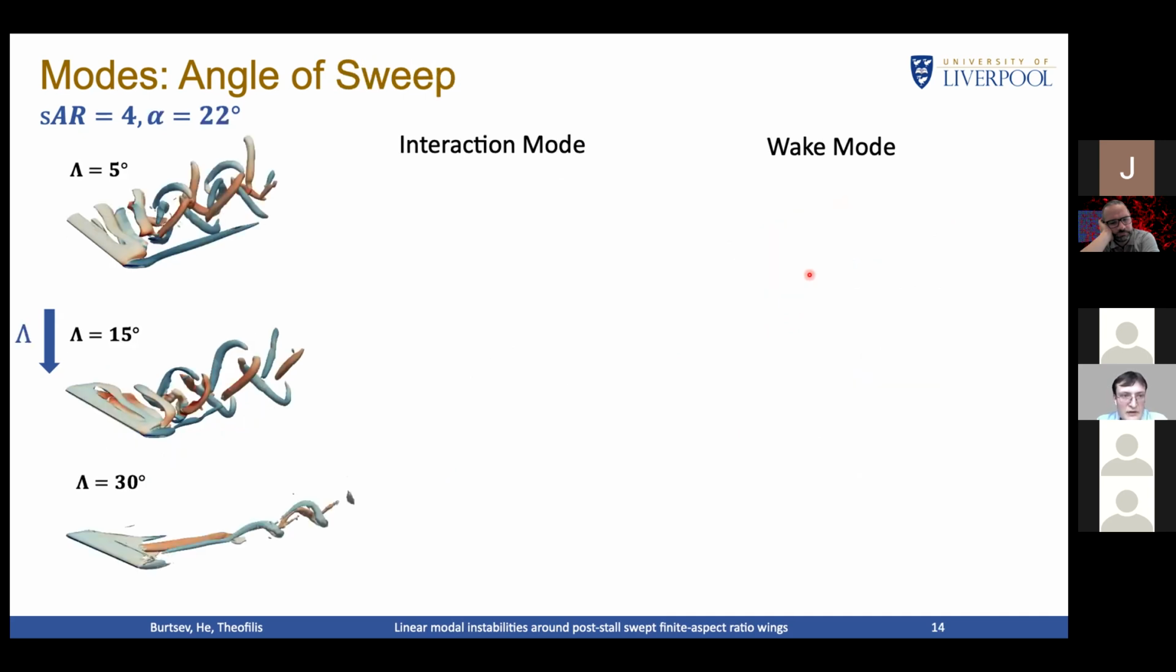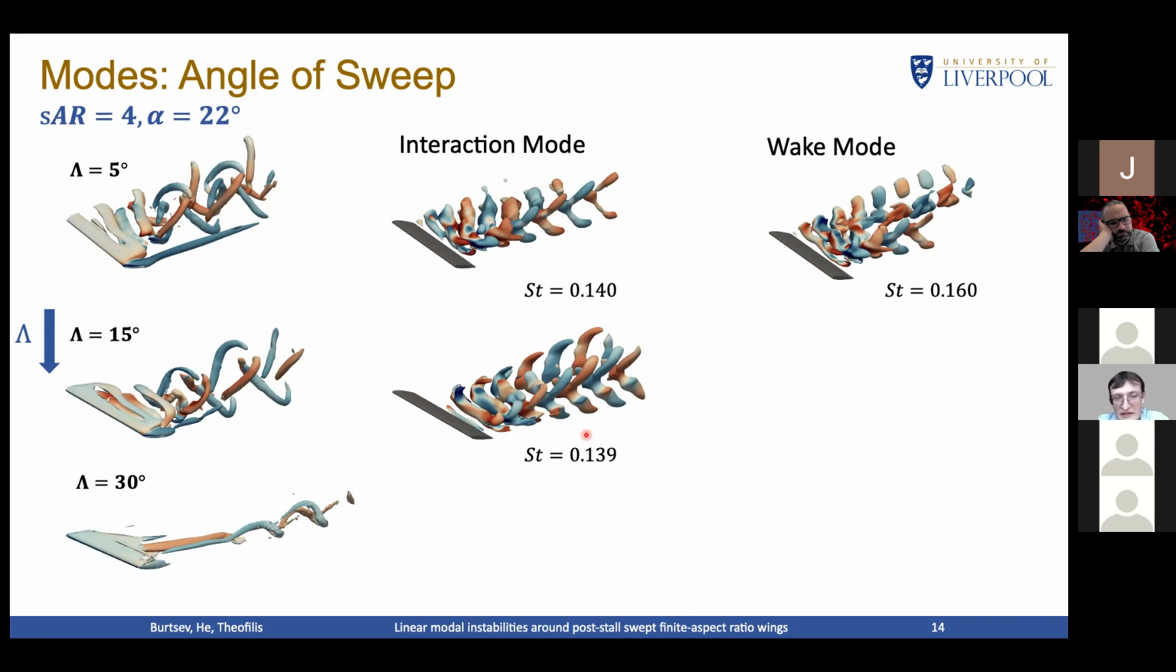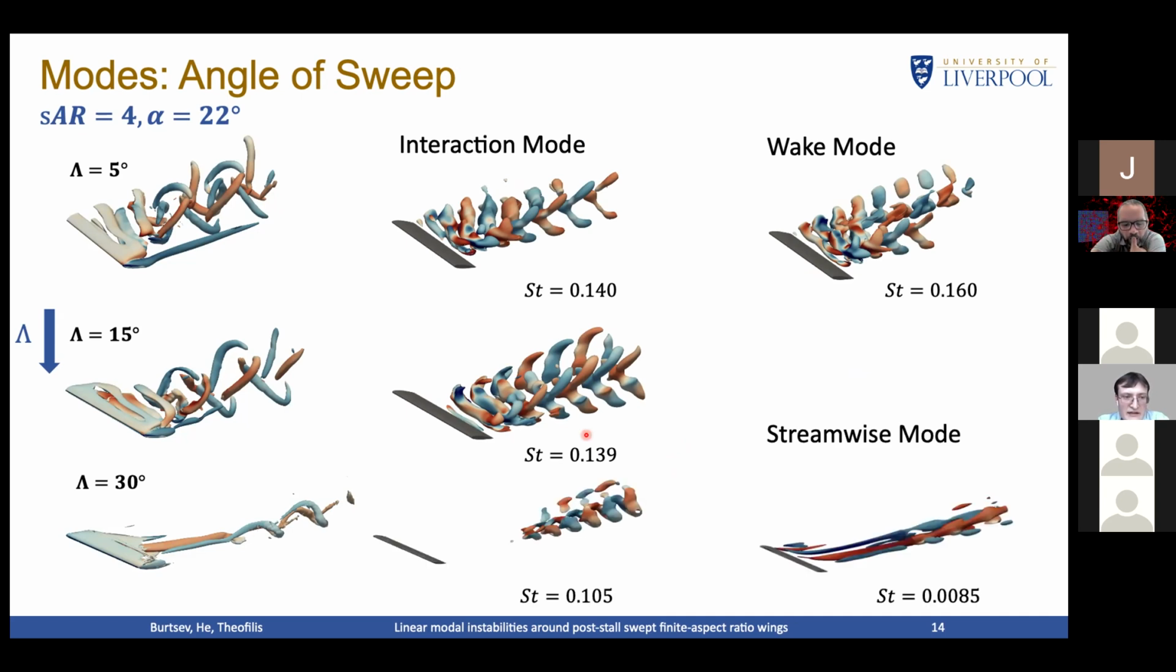And now again, we fix angle of attack at 22 degrees and increase sweep. And we see those two modes up to a sweep of 15 degrees. At 15 degrees, the wake mode is no longer present, and the spectrum is dominated by higher harmonics of the interaction mode. And eventually, at close to 30 degrees of sweep, there is another mode comprising streamwise elongated structures that gains energy in the POD spectrum, and it is the most energetic at a sweep of 30 degrees.